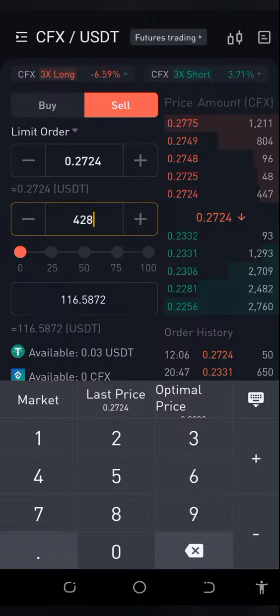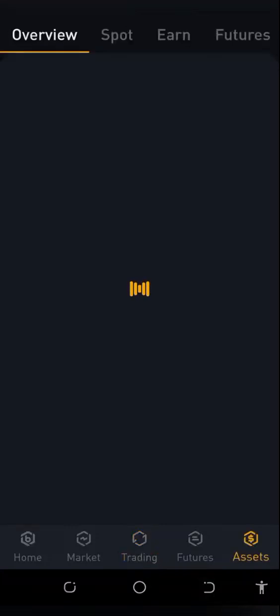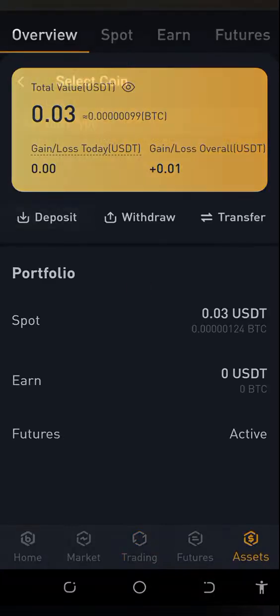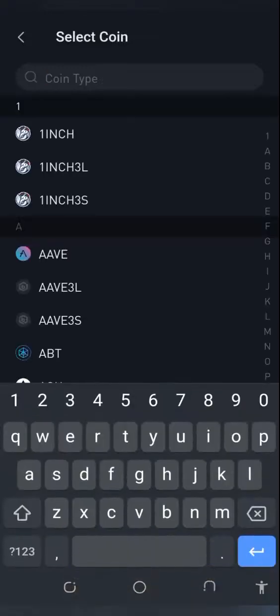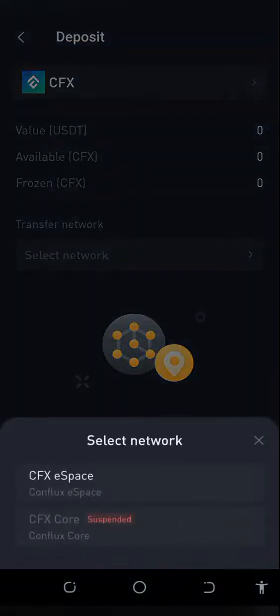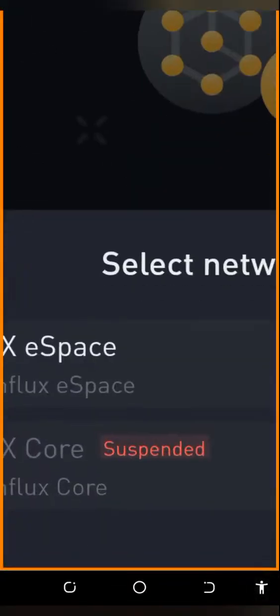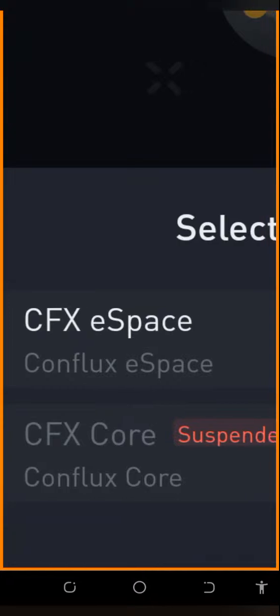But first off, we need to check also the network, the deposit networks, the withdrawal networks, and all of those. So now, since we're here on BuyTrue, let us check the deposit network. Let's see what it is to deposit, what's it called now again? CFX. Yes, CFX. All right, so I'm just going to click on that. Okay, what are we seeing here? We're seeing Conflux eSpace. We're seeing Conflux Core.